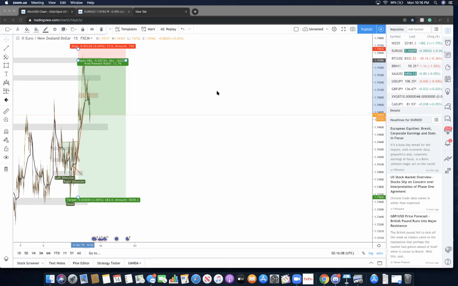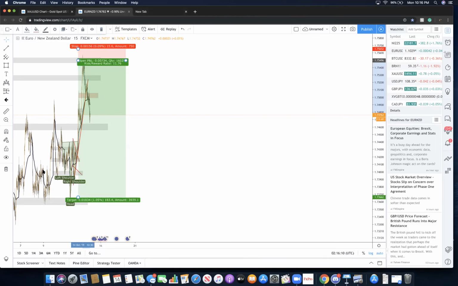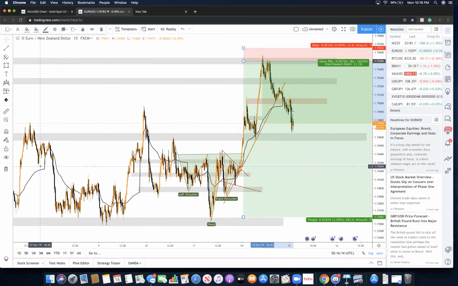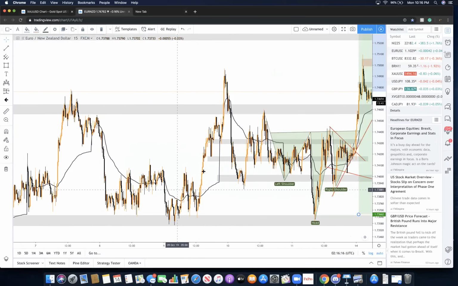Right. So for instance, if you look at the chart over here, we can see that around this accumulation area, right before she made her move to the upside, the market consolidated, faked out of the zone, came back in, retested, and then made its move to the upside. Okay?